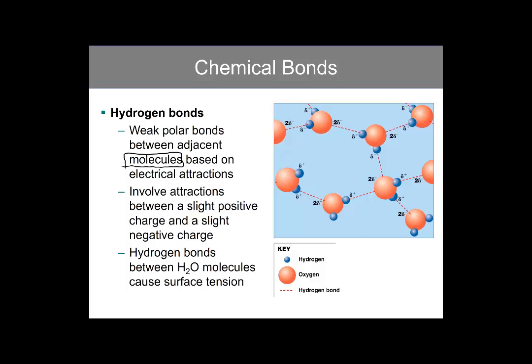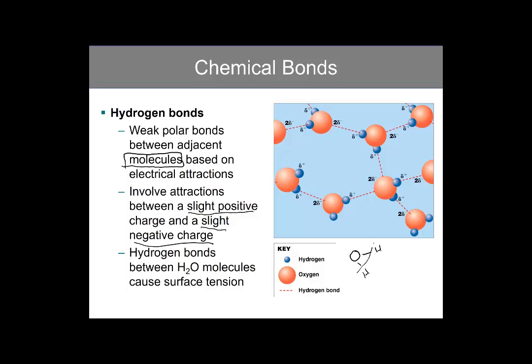Hydrogen bonding involves attraction between the slight positive charge of one end of a molecule to the slight negative charge of a neighboring molecule. A good example of a molecule that forms hydrogen bonds would be water. And the way that this hydrogen bond forms, if you consider the water molecule, you have an oxygen bonded to two hydrogen atoms.